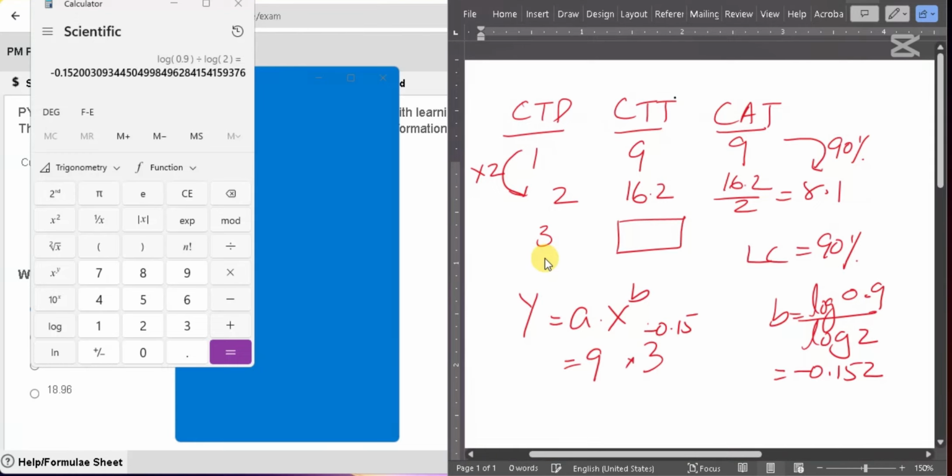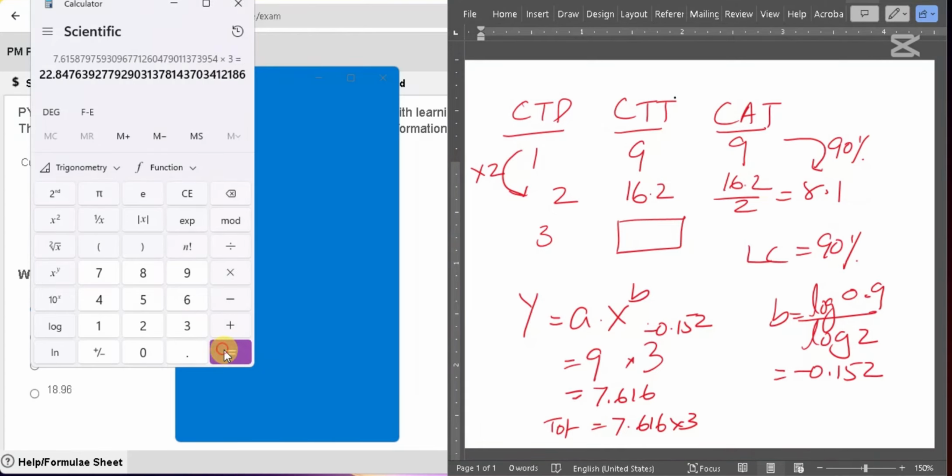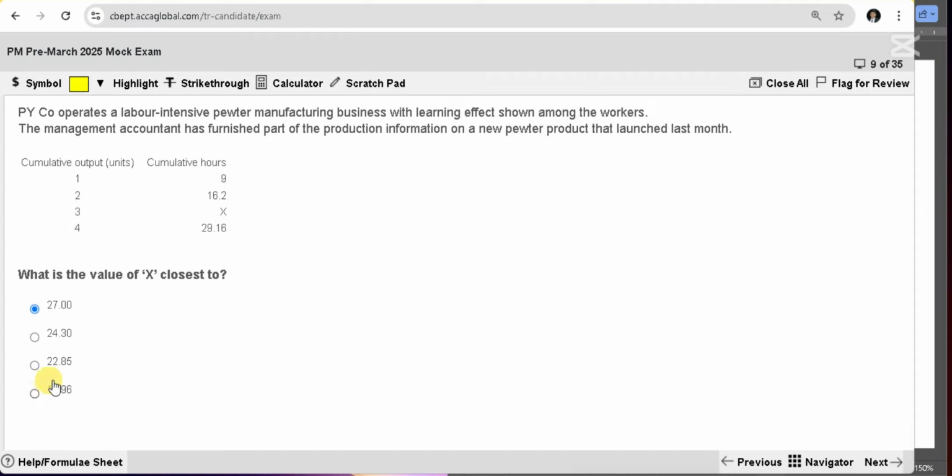Apply here, you will get the average time. So it's going to be 9 times 3 to the power of minus 0.152. You get 7.615 or 7.616. This is average time. So total time for 3 should be 7.616 into 3. So multiply this by 3, you get 22.84. Do we have the answer? 22.85 is there. That's the answer.